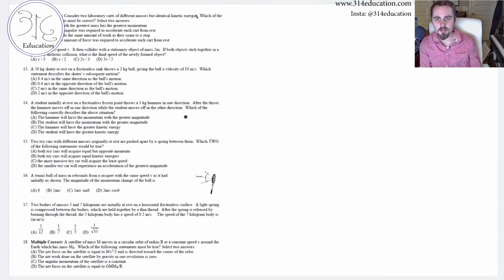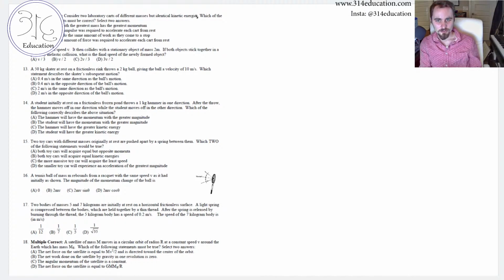C: Both do the same amount of work as they come to a stop. That is going to be true because changing kinetic energy, bringing all of our kinetic energy down to 0, is going to be the magnitude of the work done. And if these have identical kinetic energies, the magnitude of the work needed to bring them to a stop has to be equal.